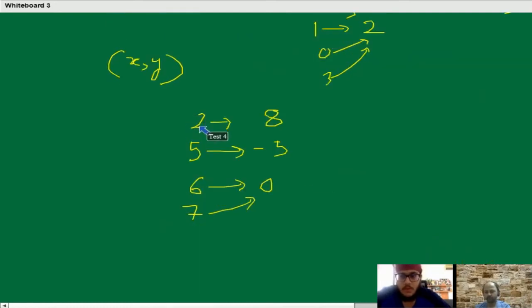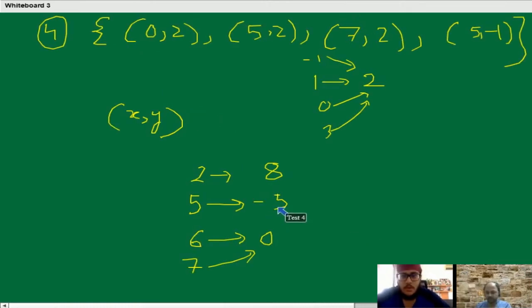So here 2 goes to 8, 5 goes to -5, 6 goes to 0, 7 goes to 0. All these are different, but for 6 and 7 these are the same. Yes, sir. So it is quite possible. We can represent this one as a function as well. If you have any confusion, let me know. So you got confused because of this -5? Yes, sir. I thought that all the numbers should equal negative 5.